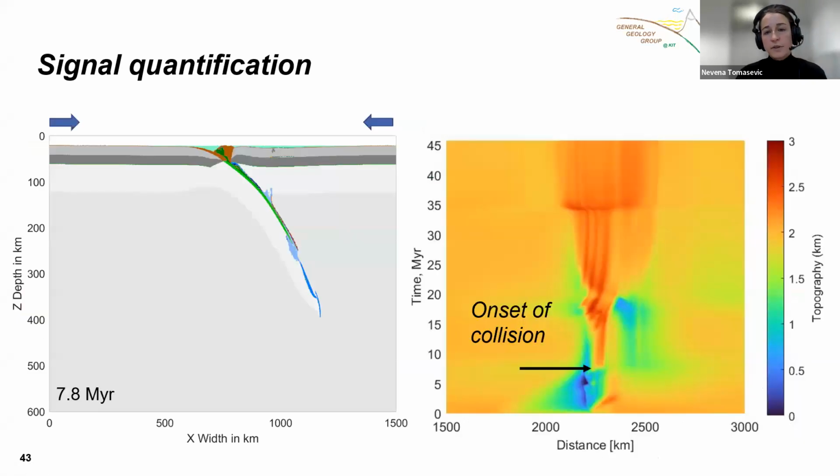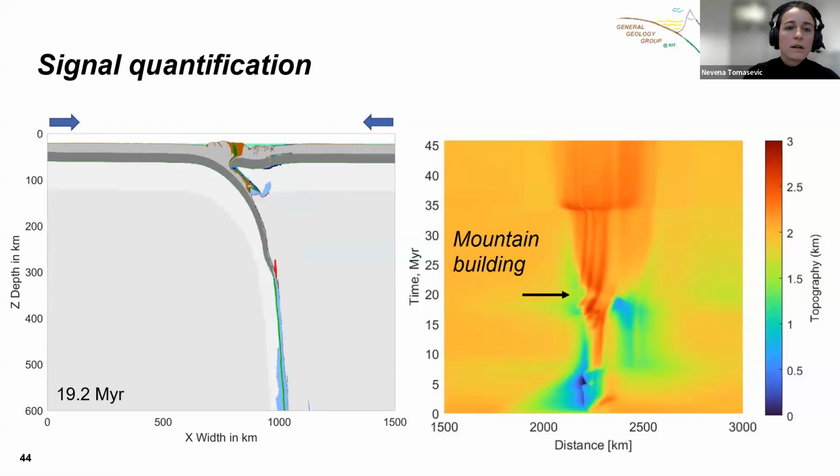And in the following slides, I will briefly show you the main results of this modeling exercise. Always on the left side there will be a snapshot of the model evolution, and on the right side, a cumulative topographic evolution during the model run. This snapshot represents the onset of collision. Further, the process of collision leads to the formation of thrusts which propagate towards the foreland and thickening of the crust, which results in a mountain building process and topographic growth.